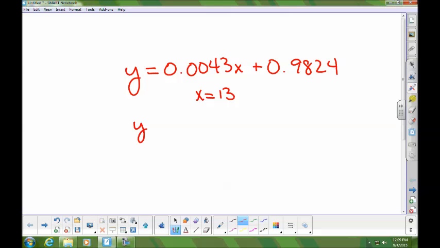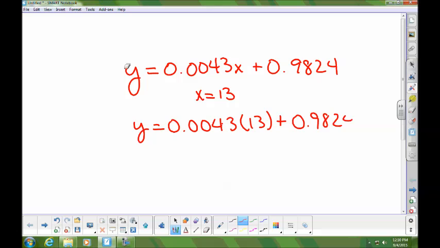So I'm told that this is a 13% solution, so 13 is going to equal x. So y is equal to 0.0043 times 13 plus 0.9824. And we just end up solving for this. So y is equal to 1.0384. You're going to have to round that to the right number of significant figures. But that is the answer we come out with.